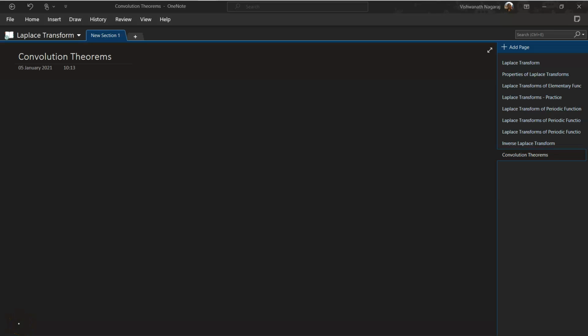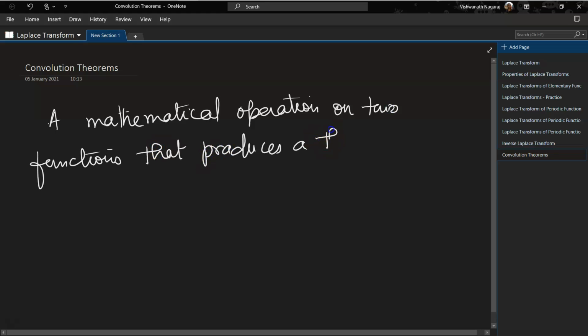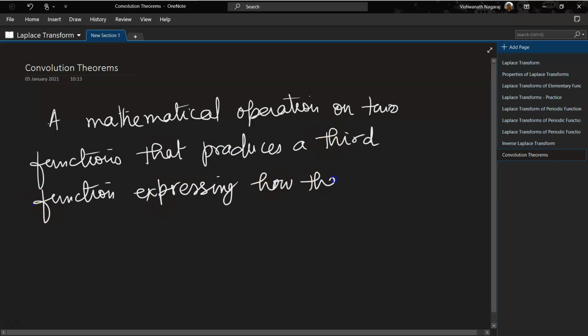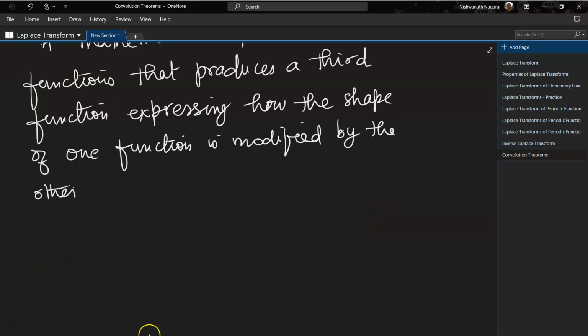Let's look at convolution and theorems related to convolution. So, what is convolution itself? It's a mathematical operation on two functions that produces a third function, expressing how the shape of one function is modified by the other. So, mathematically, let's look at the formulas involved.